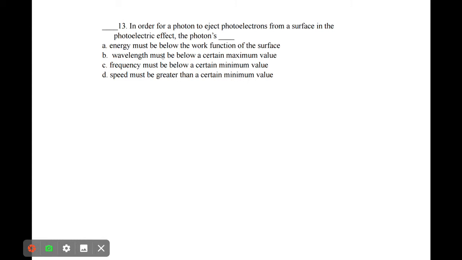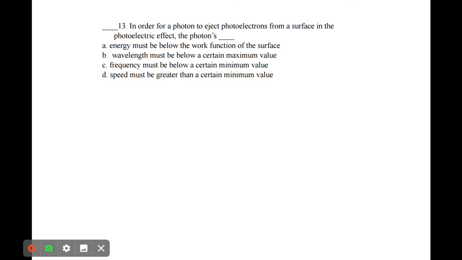B reads, the wavelength must be below a certain maximum value. This answer is actually correct. What you might commonly see in lecture is that the frequency must be above a certain minimum value, and that's because frequency is directly proportional to energy. So once we have a certain frequency of a photon, then we have a certain energy, and once we reach the desired energy to overcome the work function, it will result in the ejection of a photoelectron.